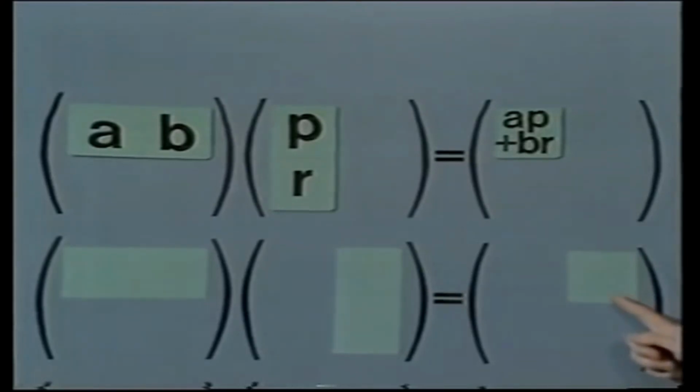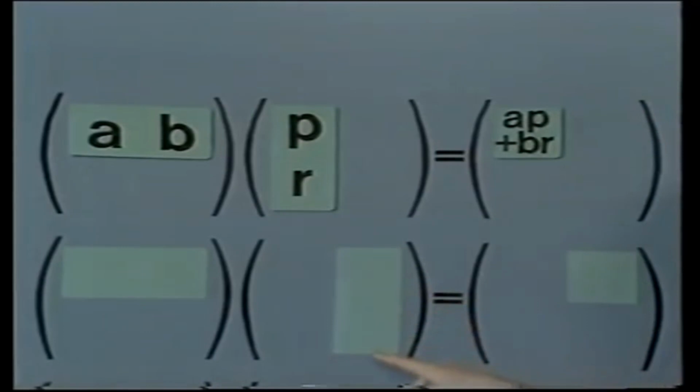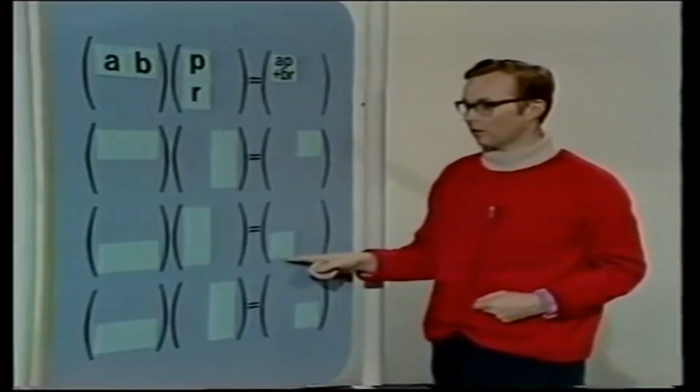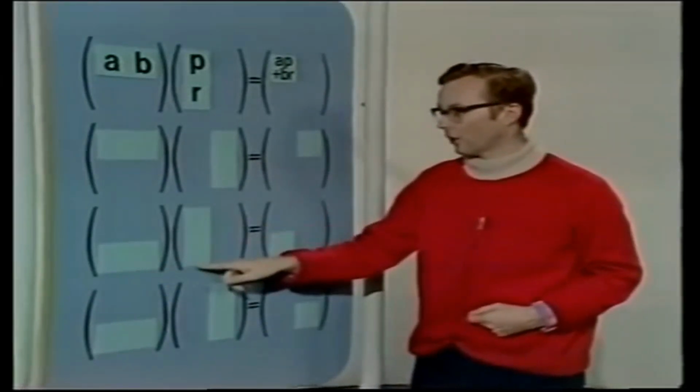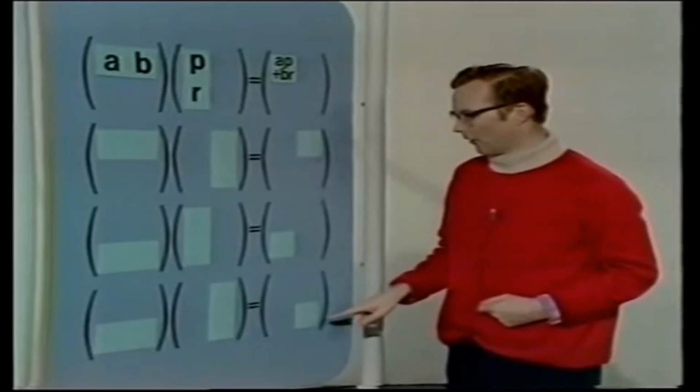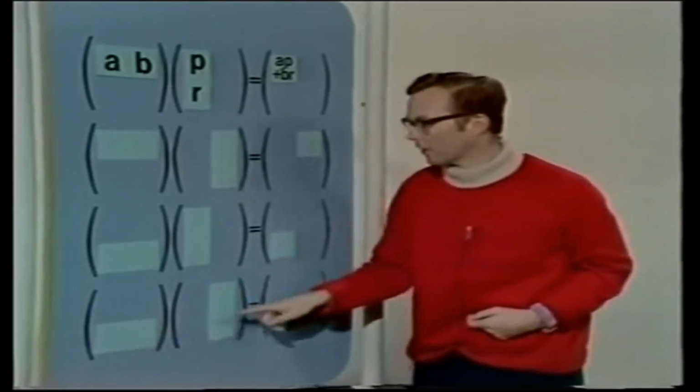And we can do the same for the other entries. For the top right-hand entry, we take the top row and the right-hand column and dot them. For the bottom left-hand one, we take the bottom row and the left-hand column. And for the bottom right entry, we take the bottom row and the right-hand column.